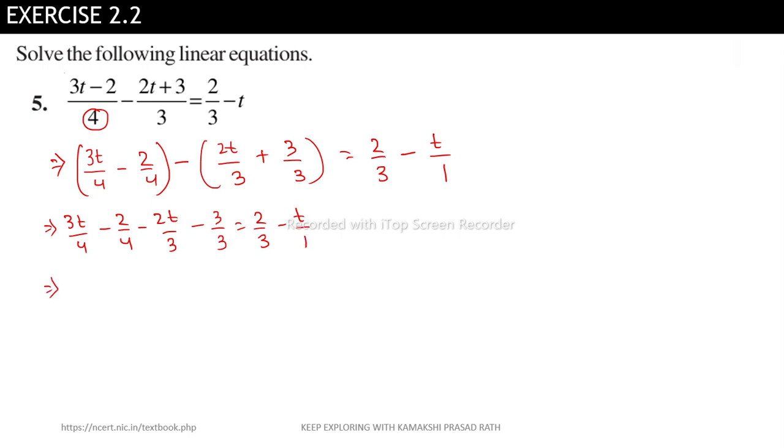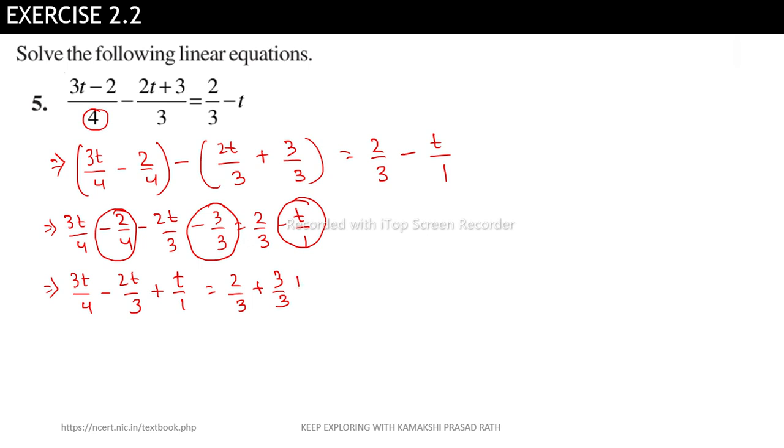Next, separating the variables and the fraction number part. Variables: we have 3t by 4, we have 2t by 3, and the minus t by 1 on the right becomes plus t by 1. So all the variable parts go onto the left hand side. Now the number parts. We have 2 by 3, here minus 3 by 3 becomes plus 3 by 3, and here minus 2 by 4 becomes plus 2 by 4.